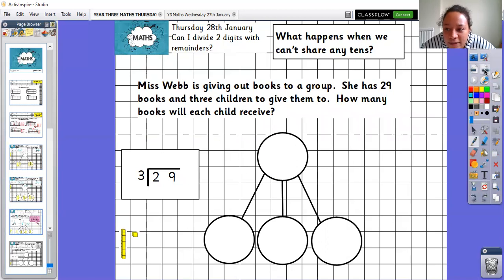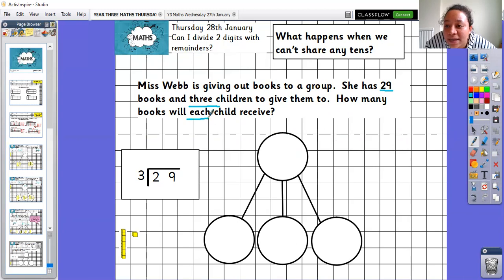Okay, so let's have a little look at this. So what's the important information? So she's giving out books to a group. So she's got 29 books and 3 children to give them to. Okay, so then it says how many books will each child receive?